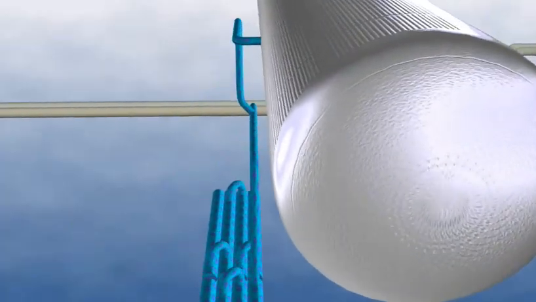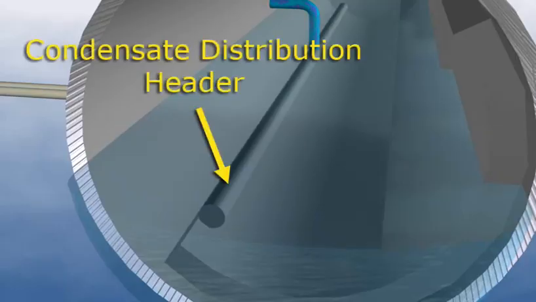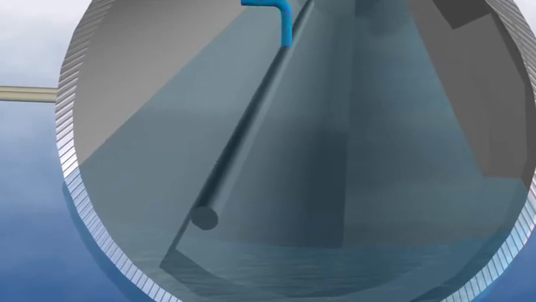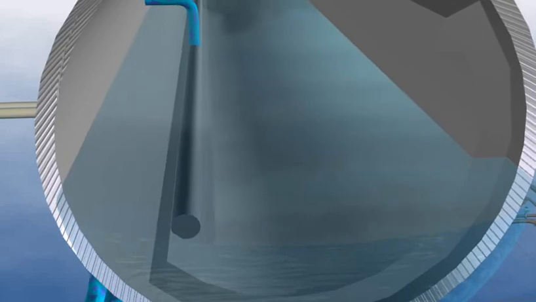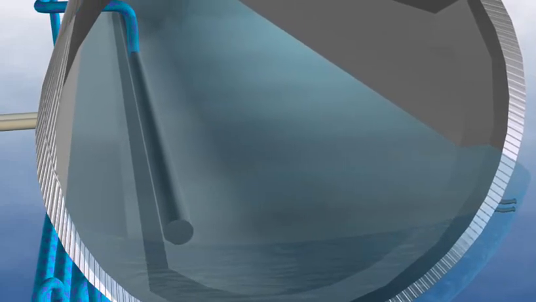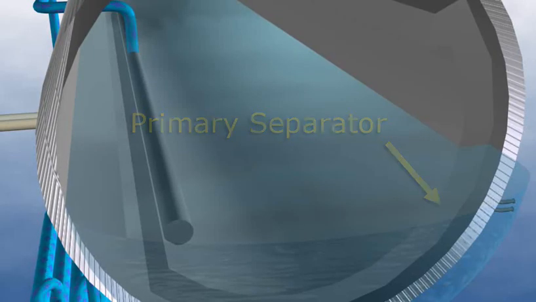The condensate feed into the LP drum is evenly distributed in the drum by the distribution header. Each of the different pressure drums, LP, IP, and HP, have similar headers for distributing water flow to the drum. The LP drum contains a condensate distribution header, primary separator, and secondary separator.